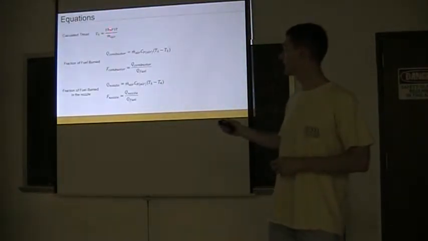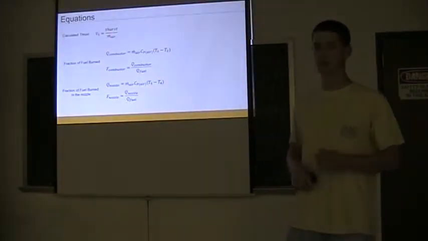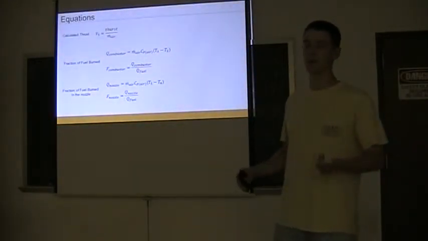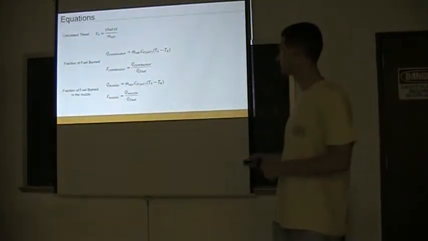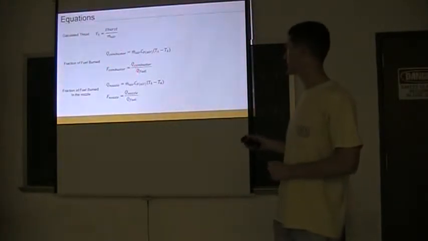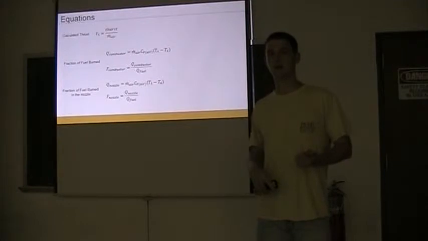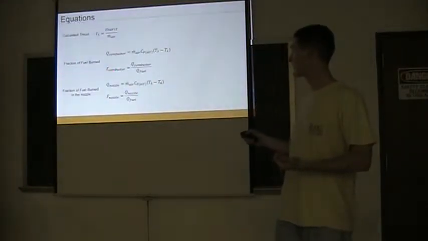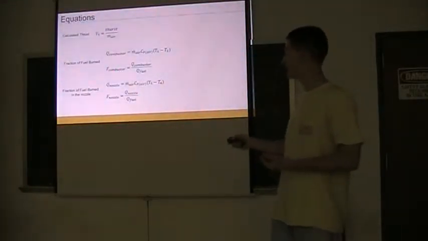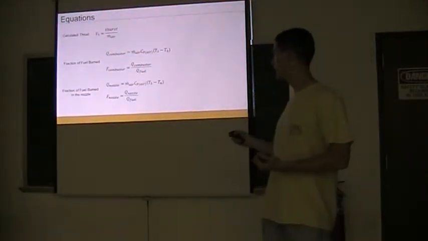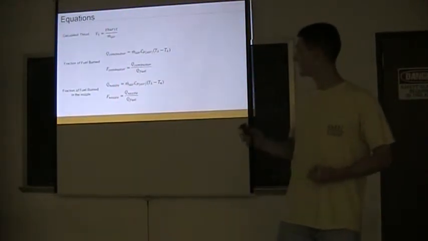The thrust calculated will be used with the exit velocity and the mass flow rate of the air, and they'll compare this to the measured thrust. For the fraction of fuel burn in the combustor, you get the heat added by the combustor divided by the heat added by the fuel to get the fuel burn in the combustor. Same with the fuel burn in the nozzle, heat of the nozzle divided by heat of the fuel to get our fuel burn in the nozzle.